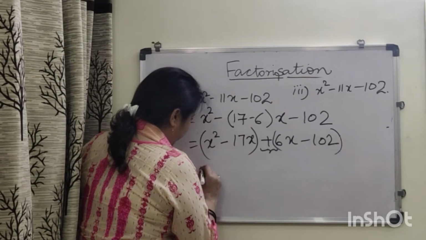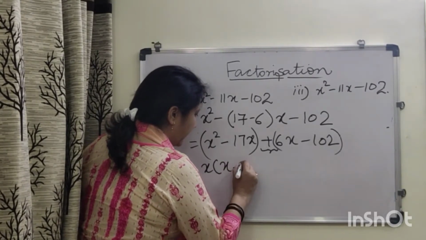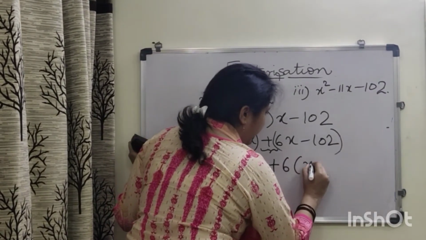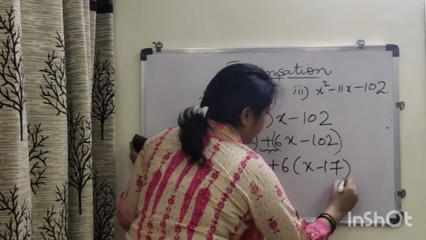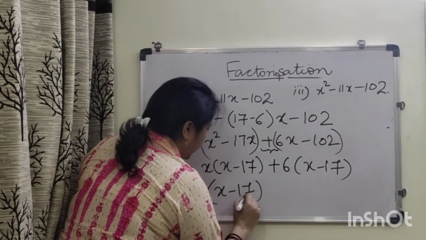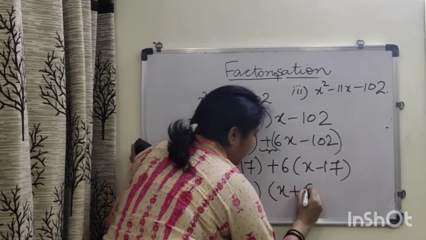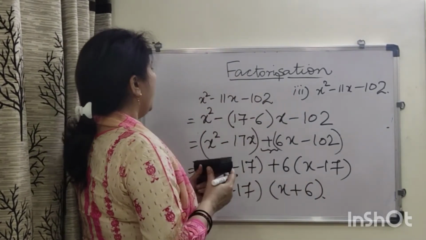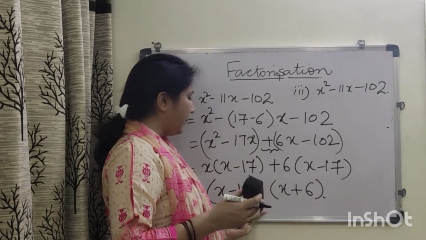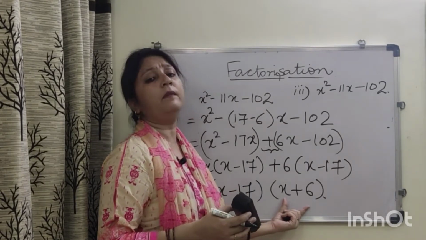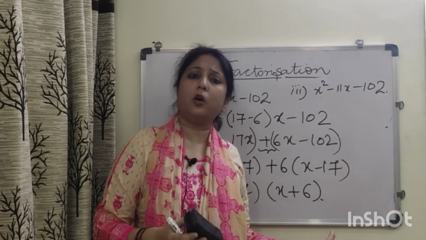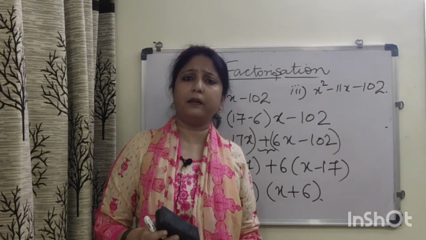So take common from the first bracket, it is x. So inside the bracket x minus 17. From here you can take 6 common, again x minus 17. Now you take x minus 17 as common, and what is left? x plus 6. So x square minus 11x minus 102, its factorized form is x minus 17 and x plus 6. I hope I am clear with the concept of how to take the factors.